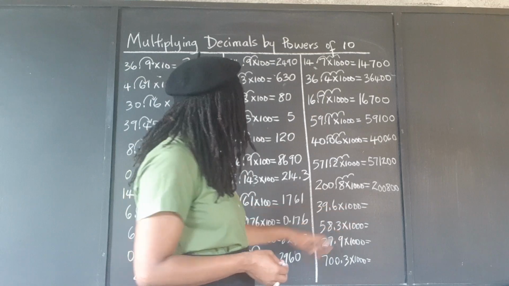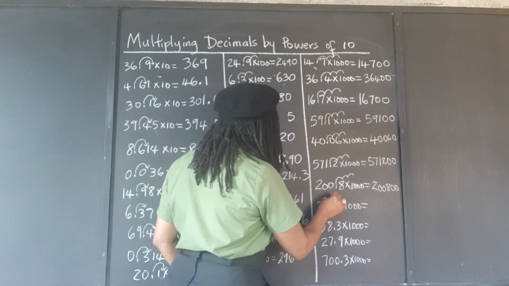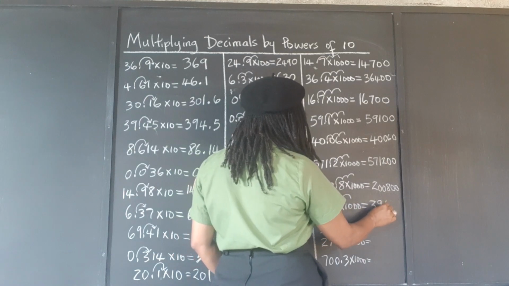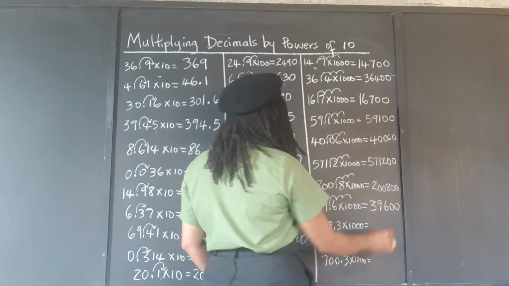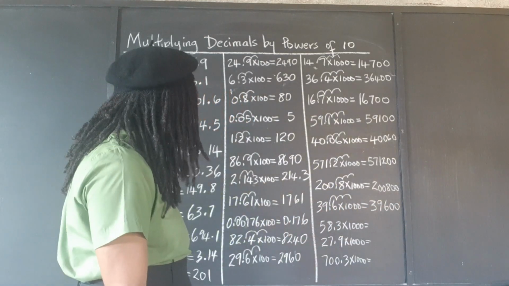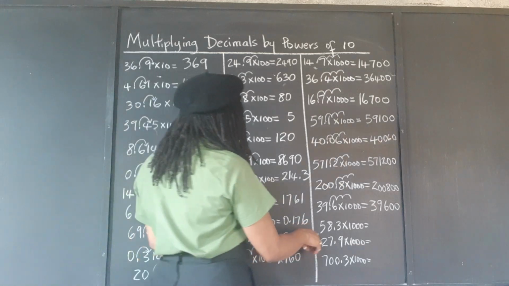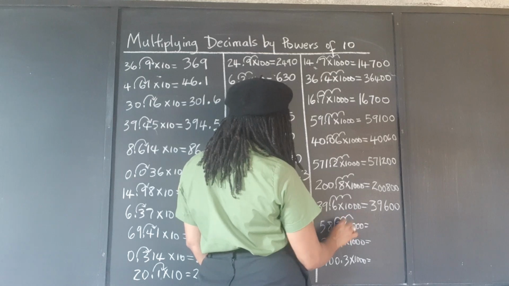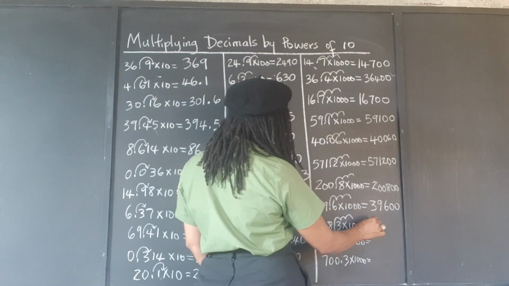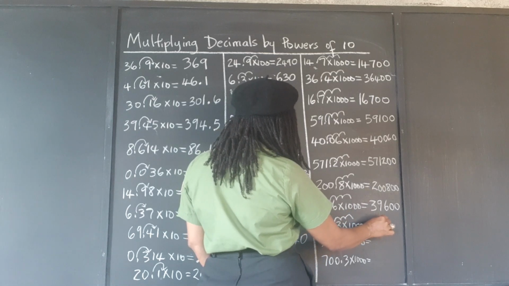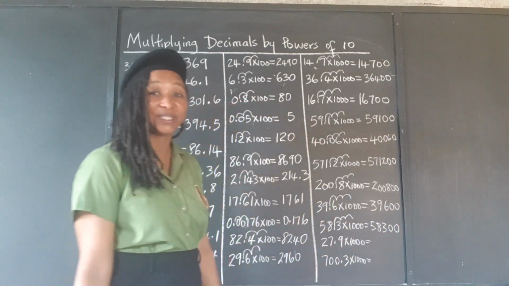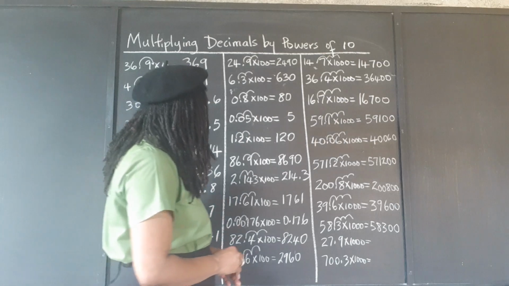39.6 times 1,000. So let's move 3 places. 1, 2, 3. That's 39,600. 58.3 times 1,000. 1, 2, 3. We need to add 2 zeros there. 58,300. Alright, 2 to go.